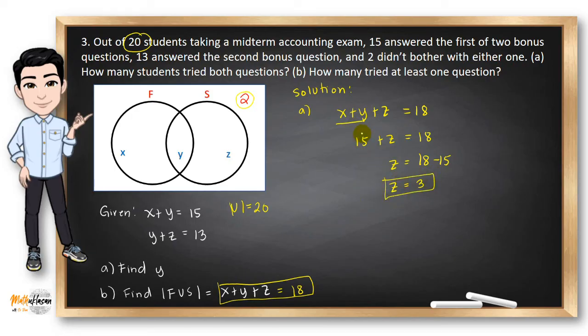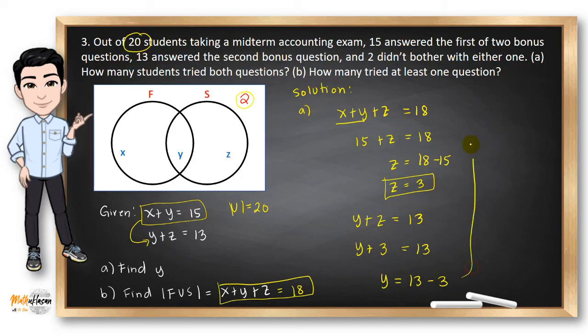Now notice here that I use the first equation to find z. And why is it important? Because we can now solve for y by using this equation. So you can see here that z is equal to 3. So by using y plus z equals 13, we can now replace z here with 3. And this is 13. Transposing the value of 3 there, we would have y equals 13 minus 3. So here, y is equal to 10.